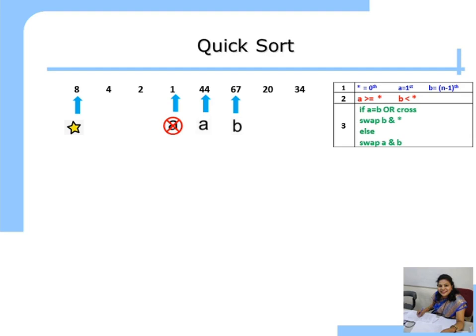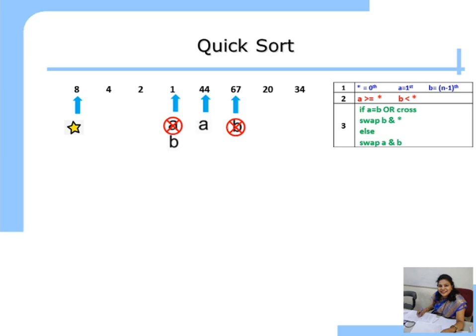And again we adjust B. B should be lesser than the pivot. B has 67. Is it less than 8? No. Is 44 less than 8? No. Is 1 less than 8? Yes. So we now adjust B at the 1 and delete the previous B.